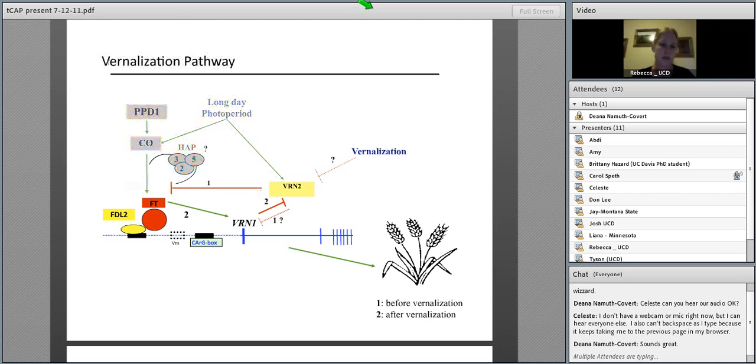Sorry, my computer's lagging a little bit here. So this is just showing the components that are considered to be part of the vernalization pathway. And FT is actually observed to interact with another gene called FDL2, which will actually interact with the VRN1 gene.